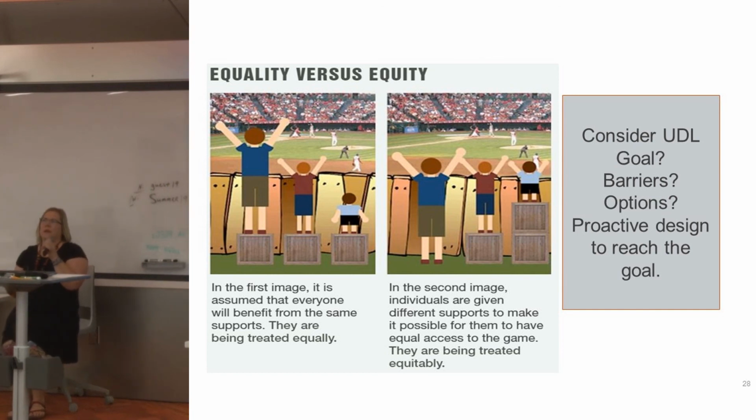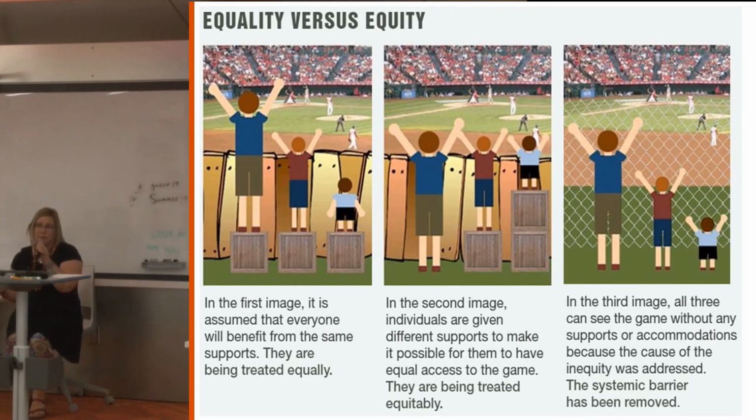So what are we thinking about? What is the goal? They all want to be able to see the game, right? The barrier is the fence that's there, so why not remove the fence? Put a different fence. You don't want people to be able to run onto the field. You know, somebody might just decide, oh, I want to join the game. So you can put a different barrier there.